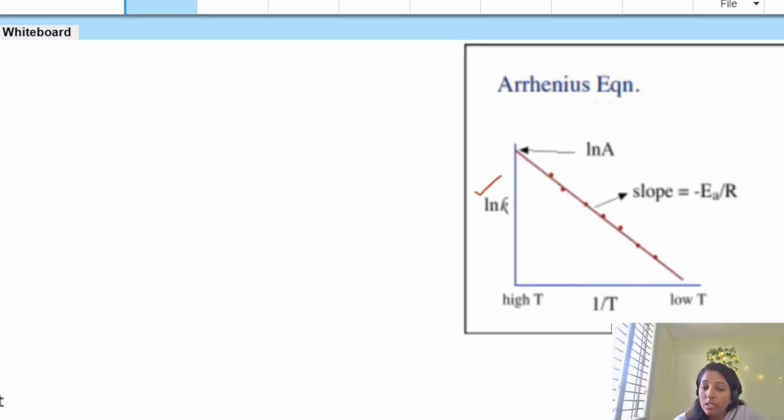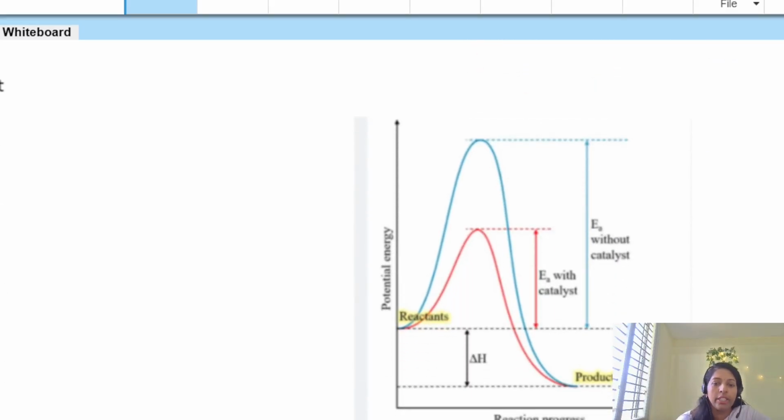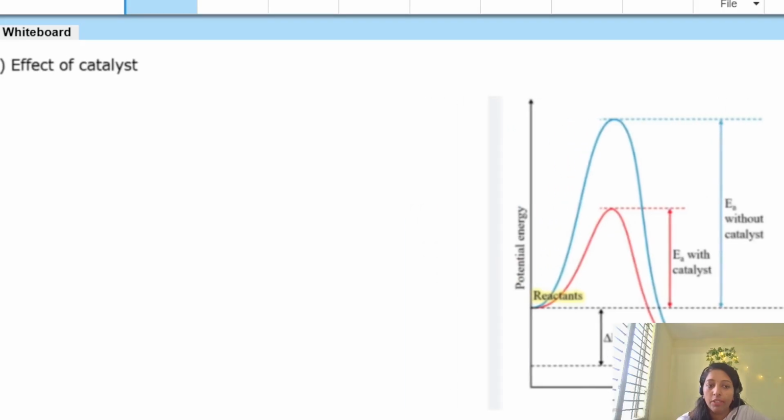But ln k versus 1 over T will give a negative sloped line. Minus Ea over R will be the slope of the line, and the intercept will be ln A. So we just want to learn about this axis. That's all. Then we need to study the effect of catalyst.